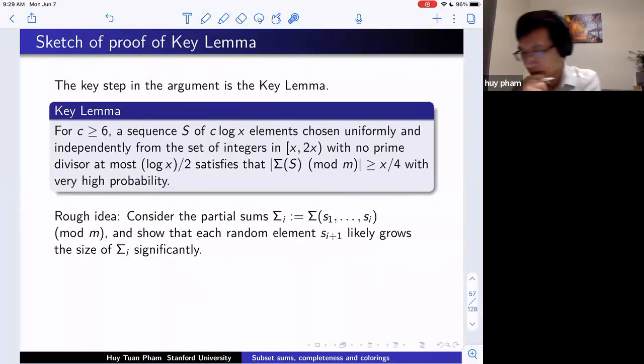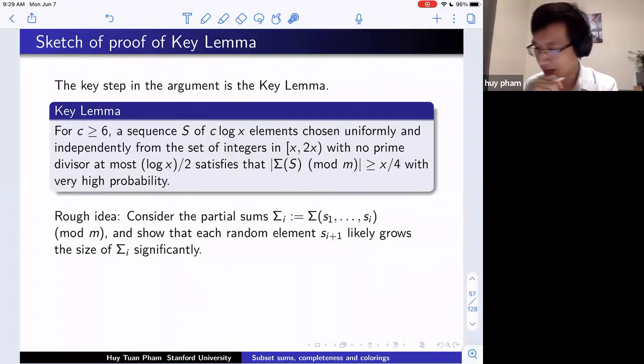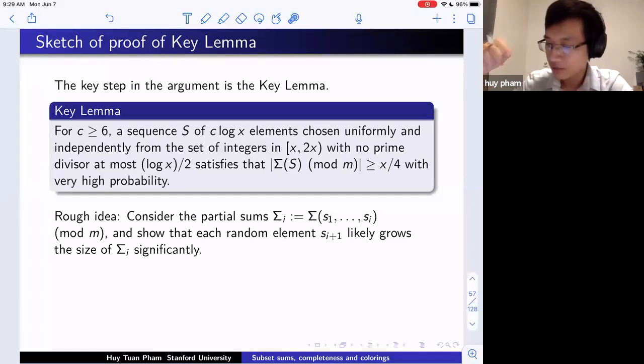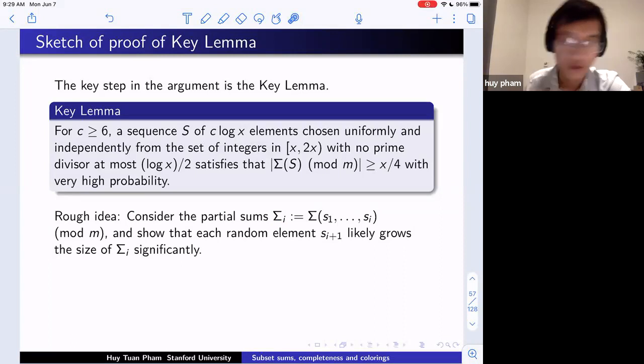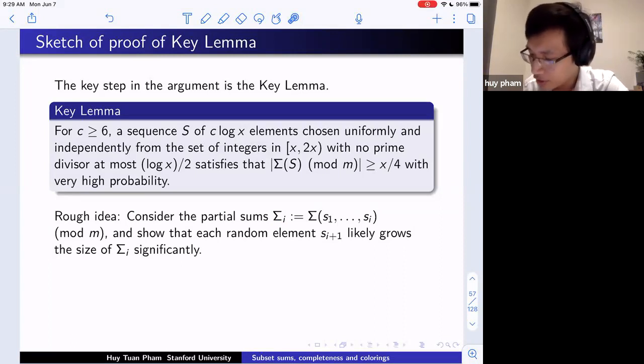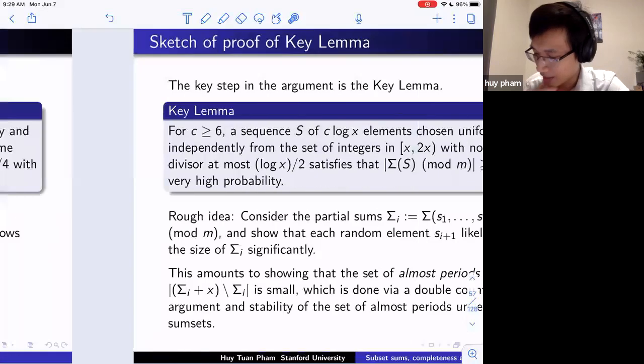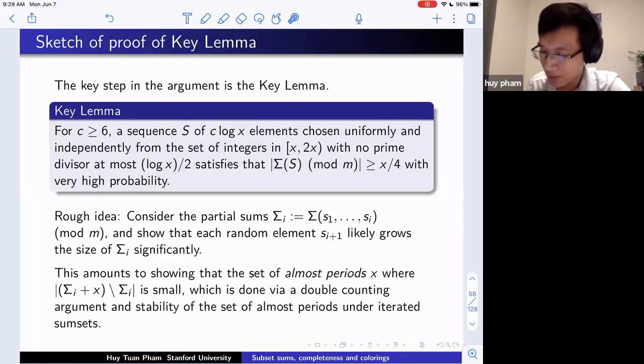And the very rough idea is this: if we consider the partial sum, sigma sub I, which is the set of subset sums of the first I random elements of the sequence S, and we take it modulo M, then we can try to show that once we include each extra random element S_{i+1}, this set of partial sums will grow significantly. And in order to show that each random element S_{i+1} likely grows the size of sigma I significantly, that essentially boils down to showing that the set of elements X, for which once we add X the set of subset sums sigma I doesn't grow significantly, is small. So we call those elements X the almost periods.